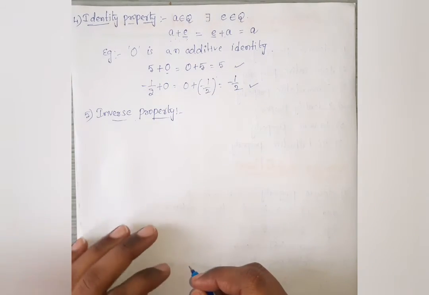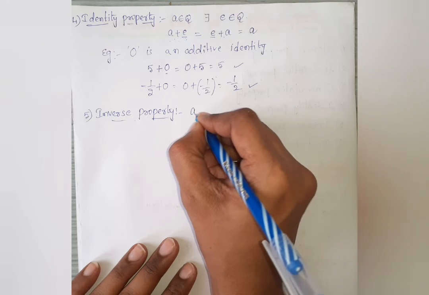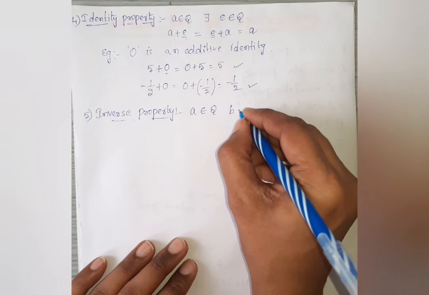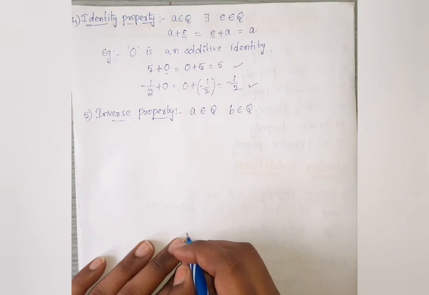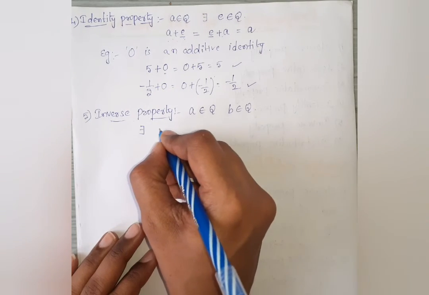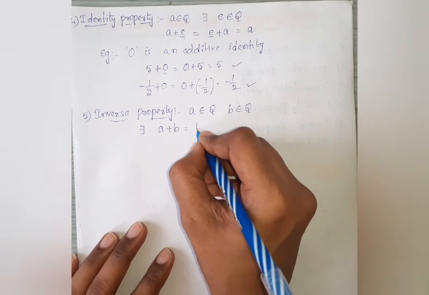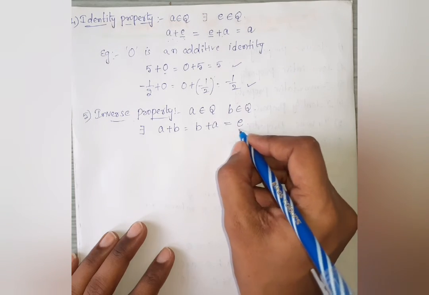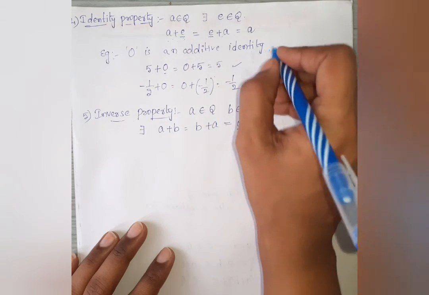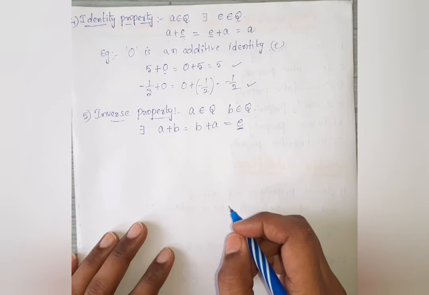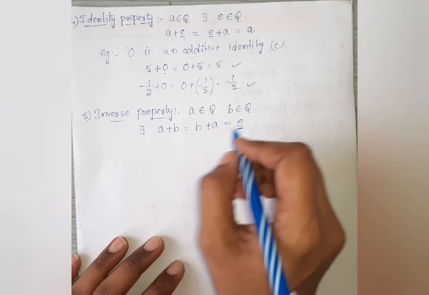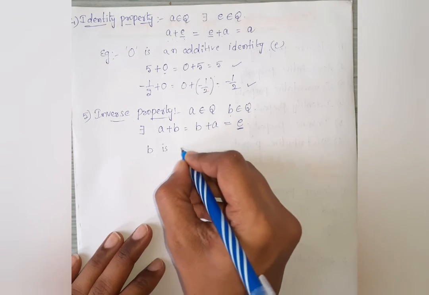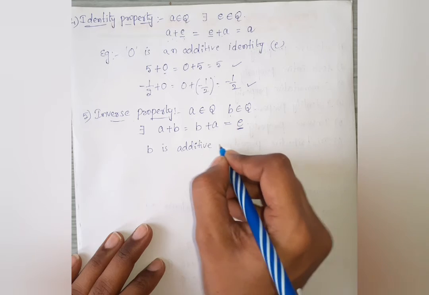So what does this inverse property say? Suppose a belongs to rational numbers, and there is another element b which also belongs to rational numbers, such that a plus b and b plus a give the answer 0. Here I already told you that e means the identity element, which is 0, the additive identity element. It means here b is the additive inverse of a. b is the additive inverse.